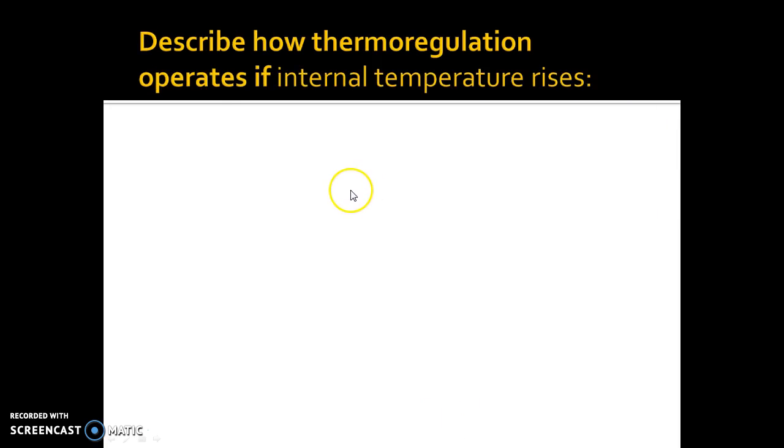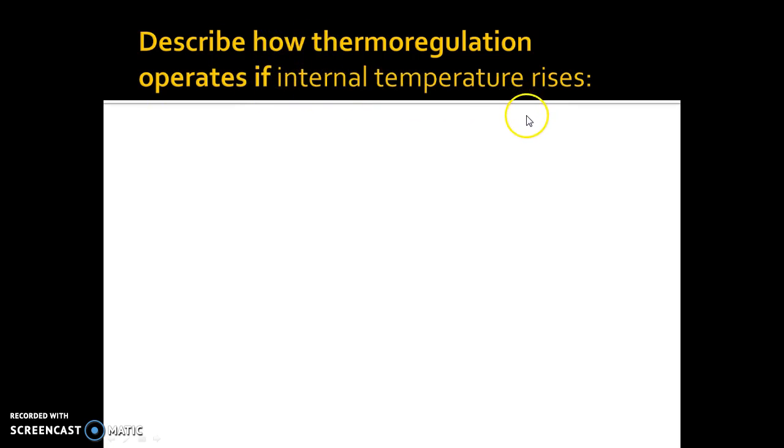Okay, moving on. Next one then: describe how thermoregulation operates if internal temperature rises. Now firstly, you might get a question asking you what the optimal body temperature is. And obviously that's 37 degrees, so you need to know that. However, what we looked at, remember, is this quite tough topic of how thermoregulation operates if internal temperature rises.